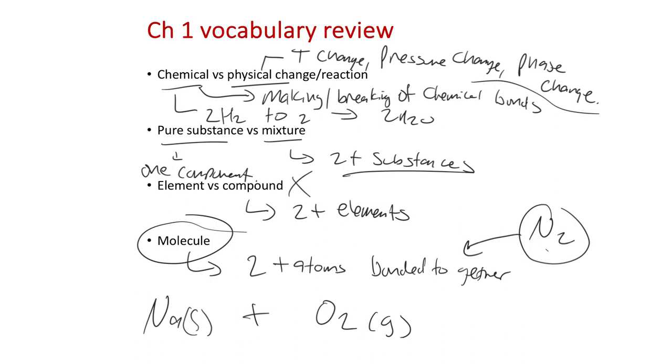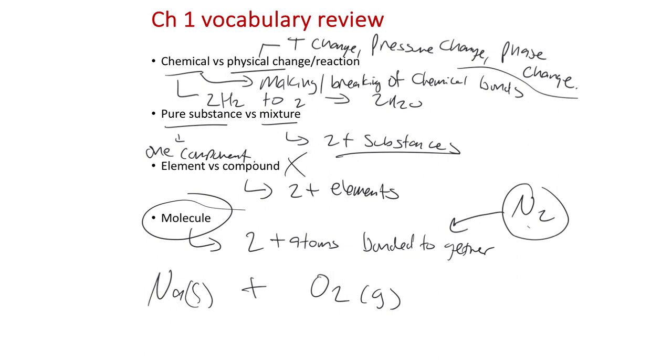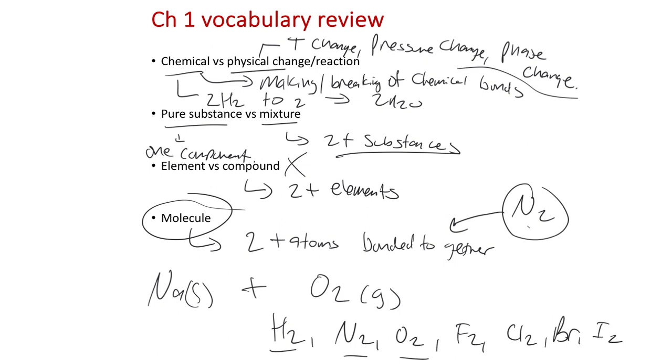So presented in chapter 2, and I think this is mentioned briefly, is that H2, N2, O2, F2, Cl2, Br2, and I2 are the diatomic molecules of the non-metallic elements. So these are the elements that exist as diatomic molecules. And I think these are pretty common because H2, really common, N2, O2, really common. And these are just the halogens.